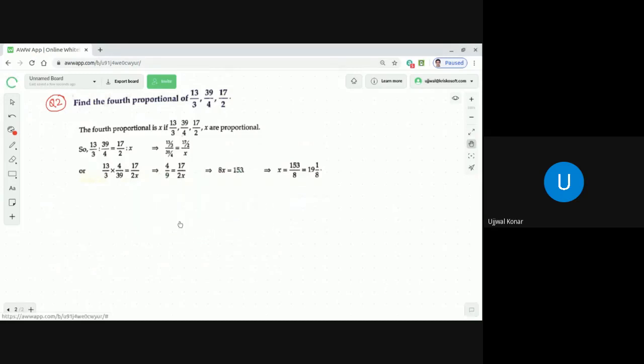If x, 8, 16 are in continued proportion, then find x. The moment it is done, please do let me know. Yes, sir. Is it done?